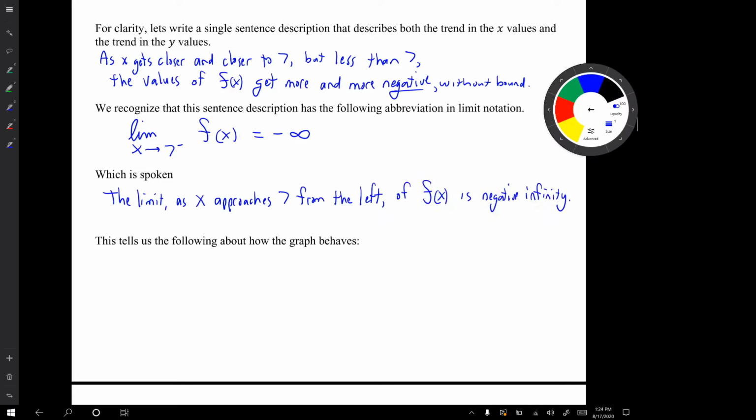And that tells us the following about how the graph behaves. We know that the graph has a vertical asymptote with line equation x equals 7, and that the graph goes down along the left side of that asymptote.